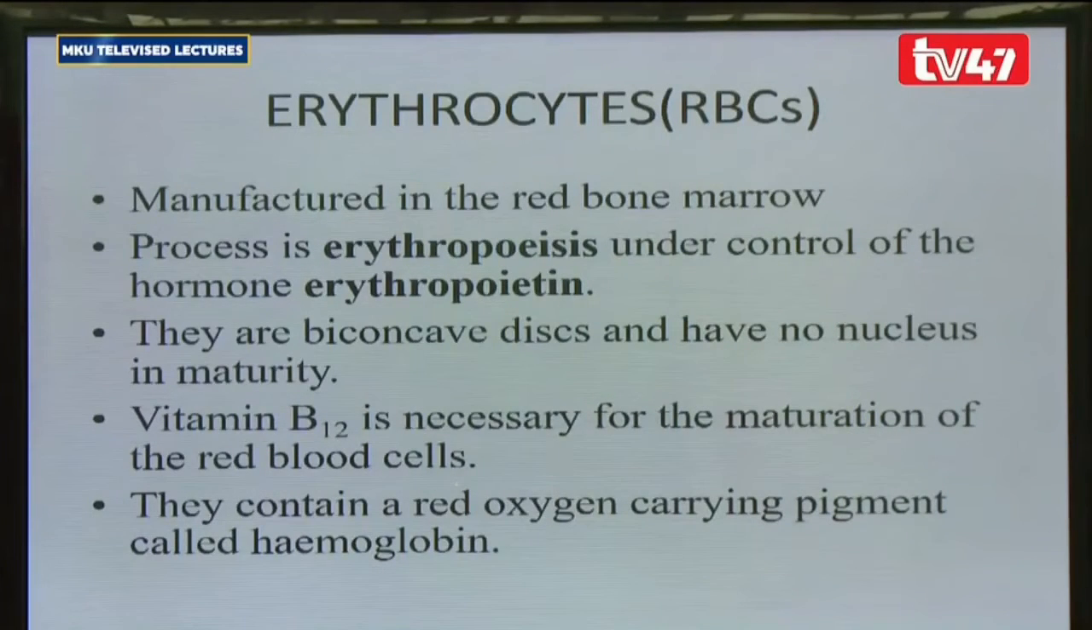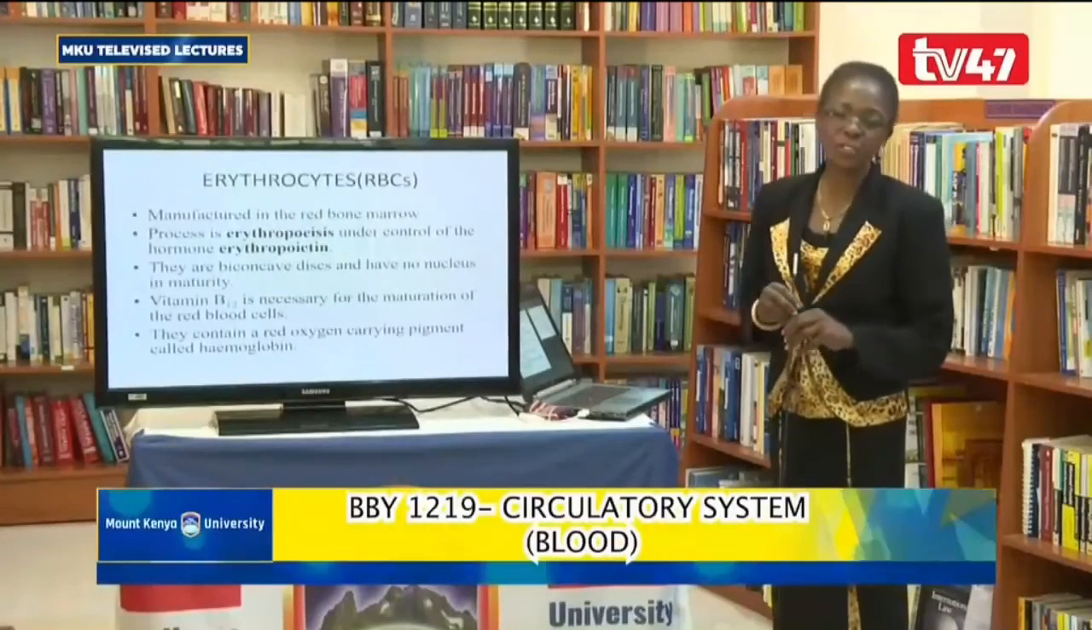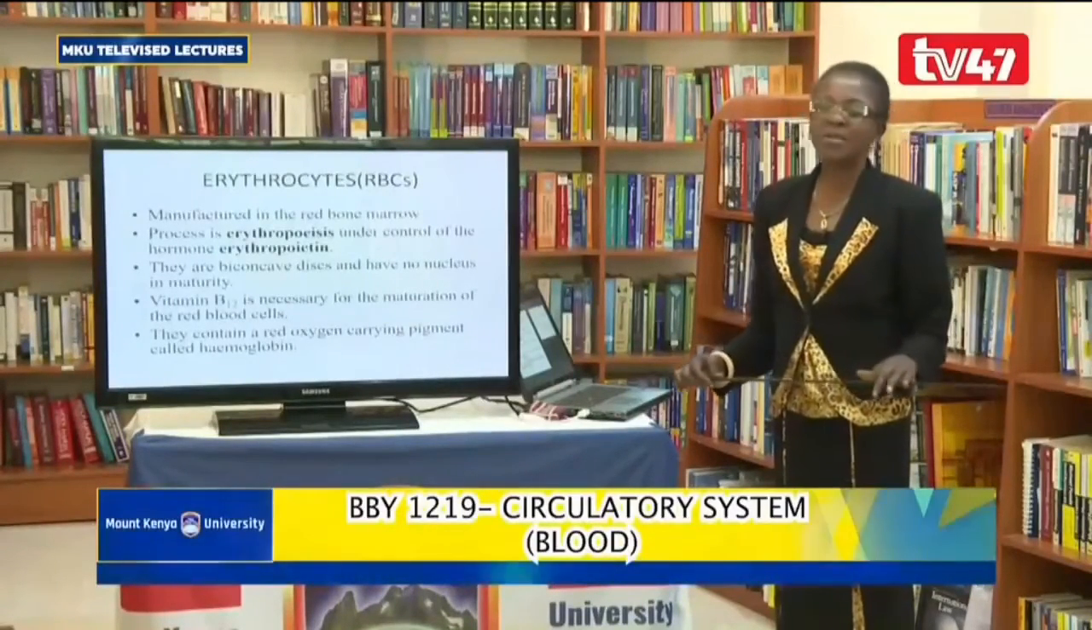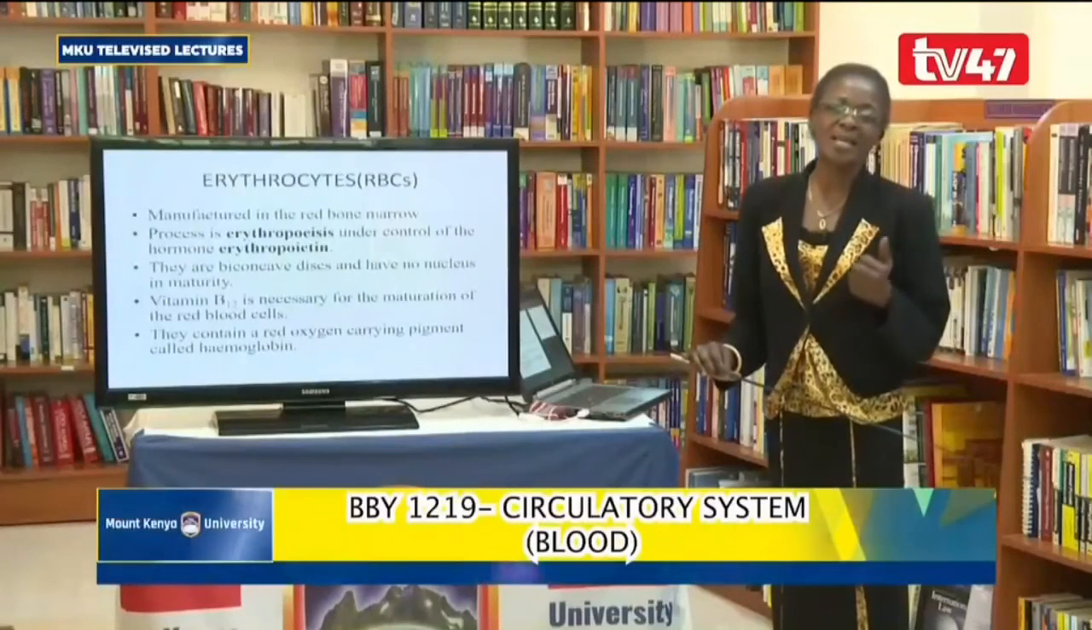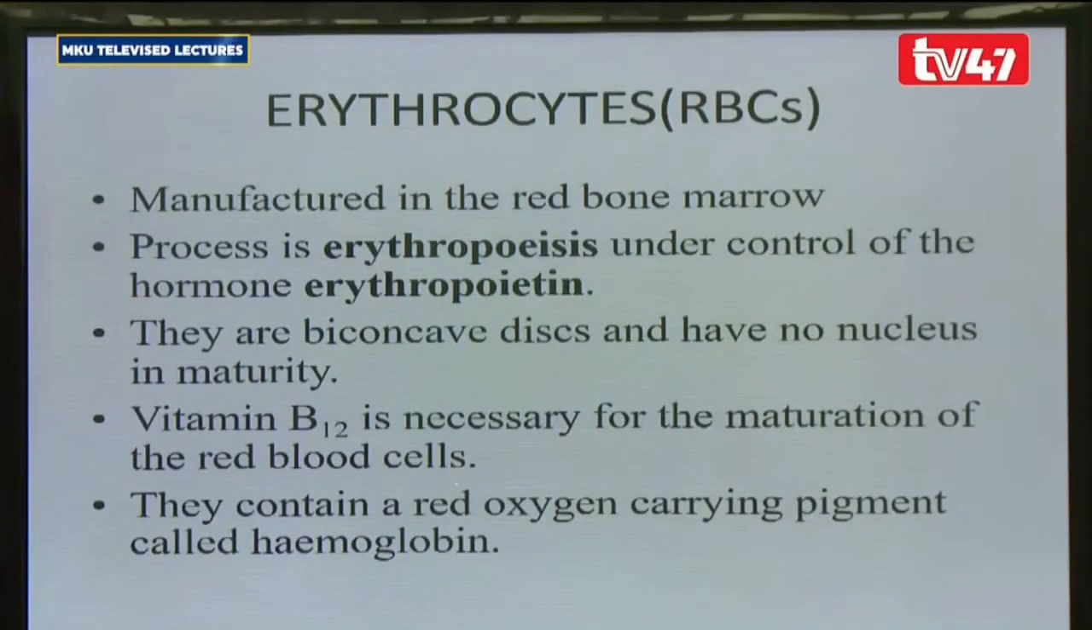In their young stages, the red blood cells have a nucleus, but when they mature, they do not have any nucleus at all. Now, for them to have their biconcave shape even with the lack of a nucleus, they need vitamin B12, which is necessary for their maturation. Vitamin B12 enables the red blood cells to know what size to grow to and even what shape to take. So it helps them get the right size and the right shape, which is important in terms of their function. The red blood cells contain a red oxygen-carrying pigment that we call hemoglobin.